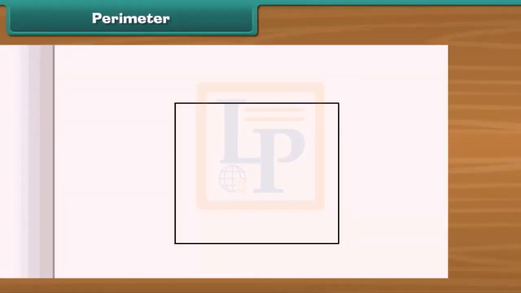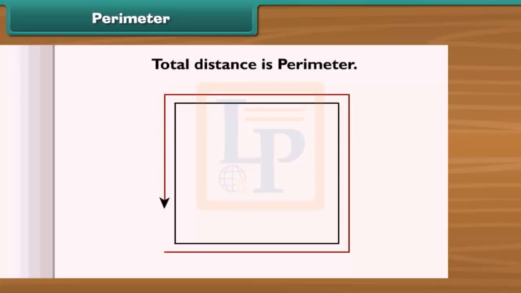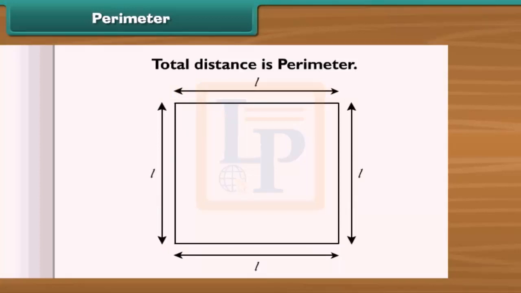Perimeter. The total distance around a two-dimensional figure is known as its perimeter. In other words, perimeter of a two-dimensional figure is the length of its boundary.